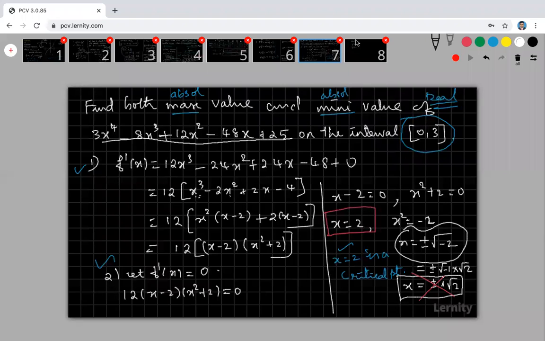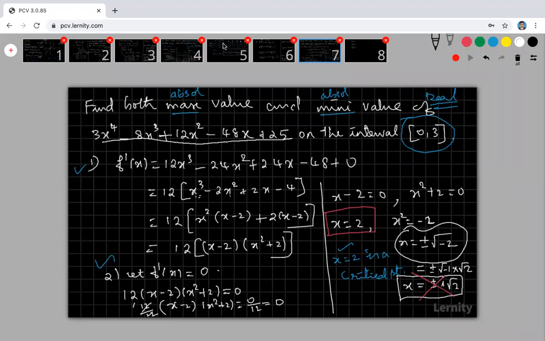Ganesh, what is your doubt? What do we have to do with the 12 in the second equation? Bring this 12 to the right hand side, Ganesh. Then x minus 2 into x square plus 2. Dividing both sides by 12, the 12s cancel and it is 1. On the right side, 0 by 12 is again 0. The constant vanishes, Ganesh.